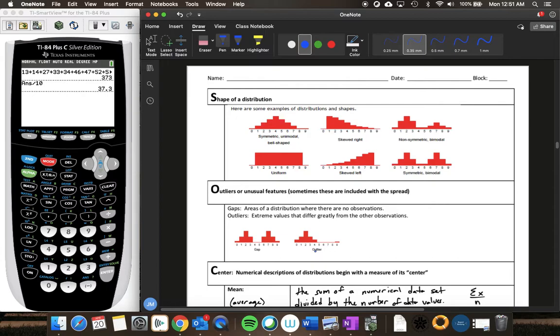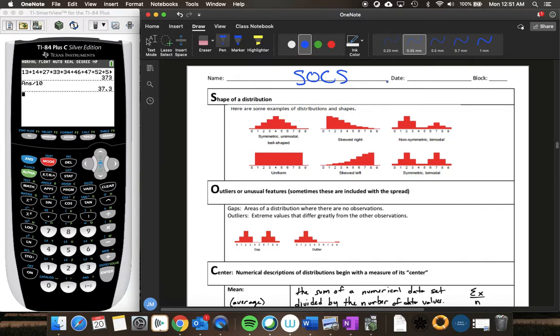Now let's focus more on describing the data displays themselves. And we're going to do that by talking about this acronym. The acronym that we use oftentimes to help us remember is SOCS, not the things that you're wearing on your feet right now, but just an acronym to help us remember how to describe each part of the data. The first S stands for the shape of our distribution.